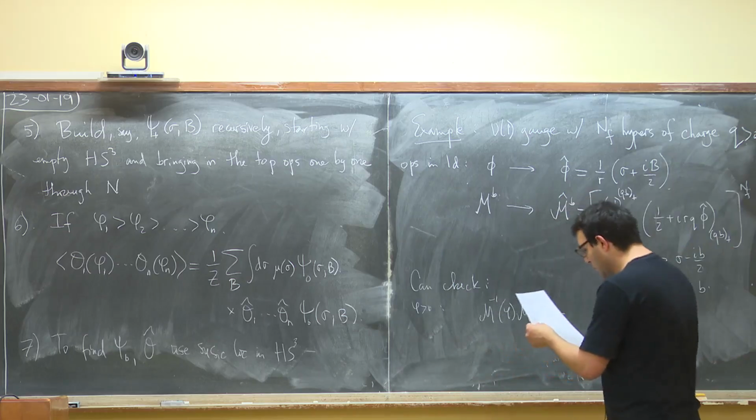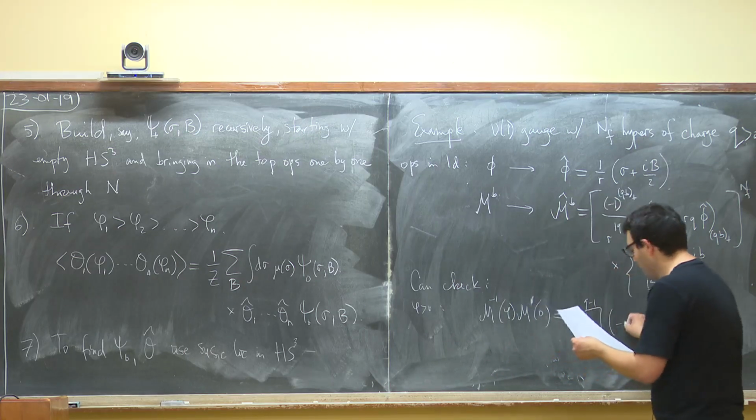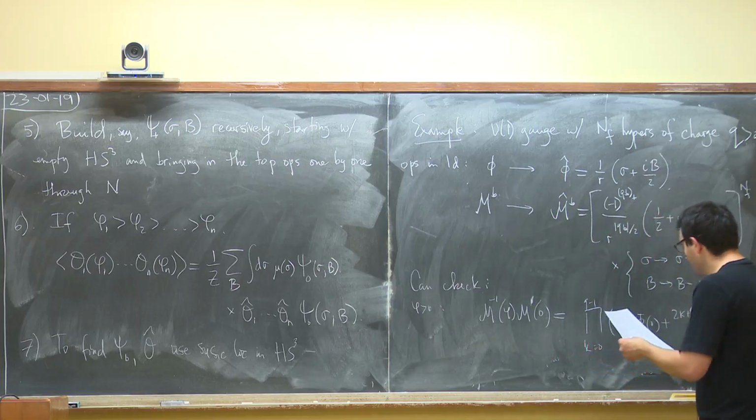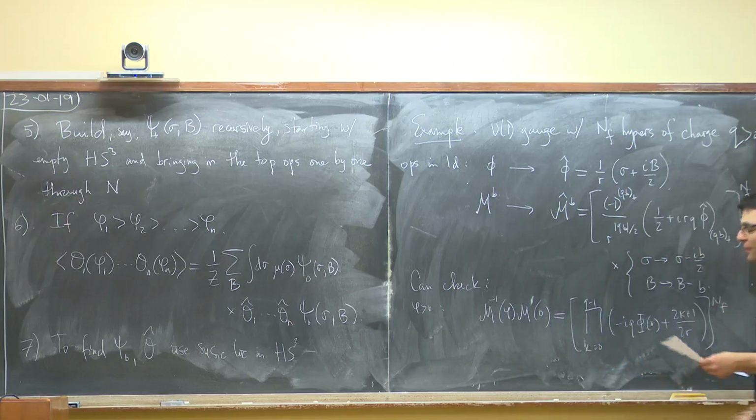This is equal to the product k equals 0 to q minus 1 of minus i q phi of 0 plus (2k plus 1) over 2r, everything to the power nf. So here there's an OPE of monopole operators that we're able to compute, which is the first example that I know where one can actually do something like this. With monopole operators, usually one just computes their quantum numbers. But in this case, we can actually compute correlation functions or OPEs.